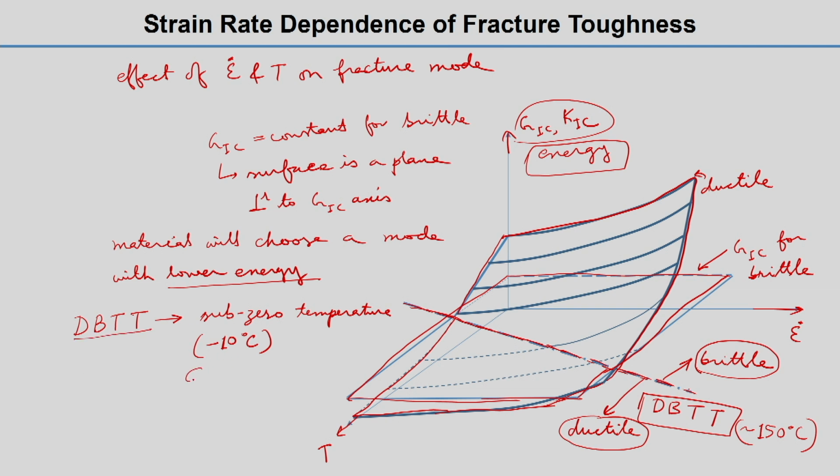But this is the case for quasi-static, QS. For dynamic loading, the DBTT is very high, and for some materials it will be like 150 degrees Celsius.